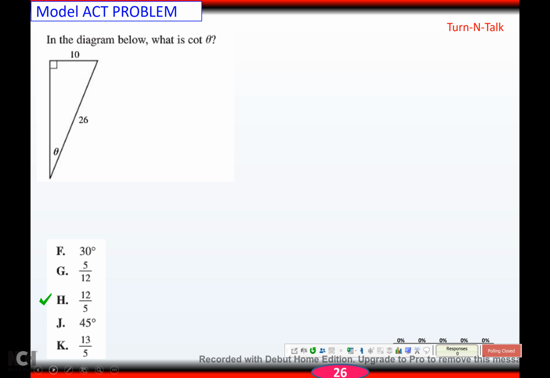In the diagram below, what is cotangent of theta? Well, cotangent, you're standing down here. Cotangent is adjacent over opposite. Well, this is not adjacent, that's the hypotenuse. So I need to figure out this side, and I have opposite. So to get that missing leg, leg squared plus 10 squared equals 26 squared.